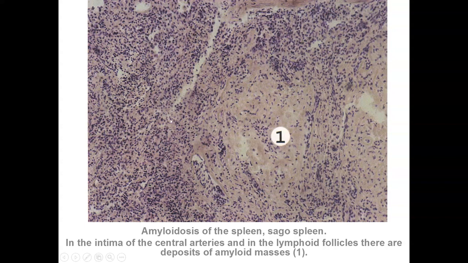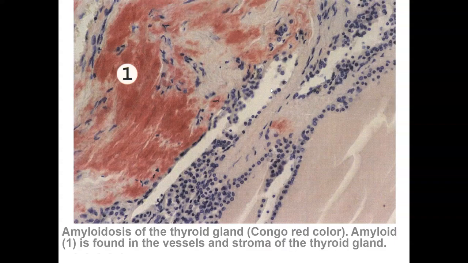Here we see amyloidosis of the spleen, but not sebaceous. We see sago spleen here. In the intima of the central arteries and in the lymphoid follicle, there are deposits of amyloid masses. Here, look at the amyloid masses.